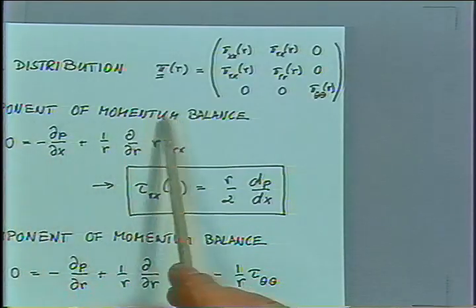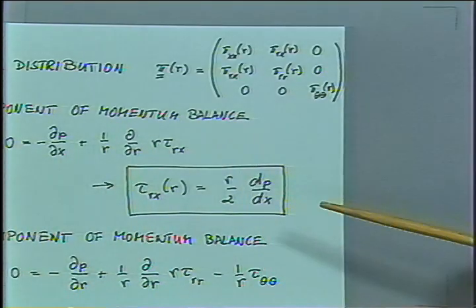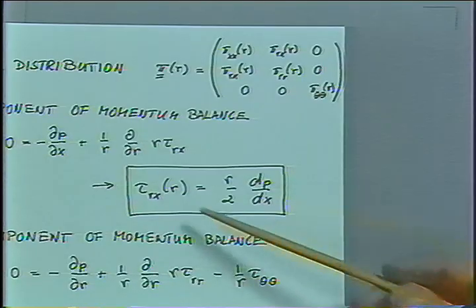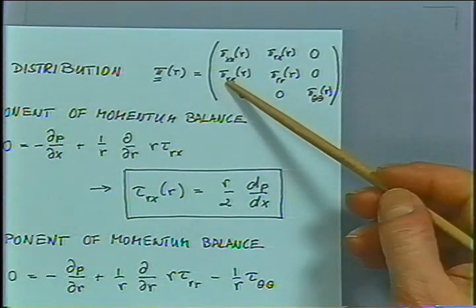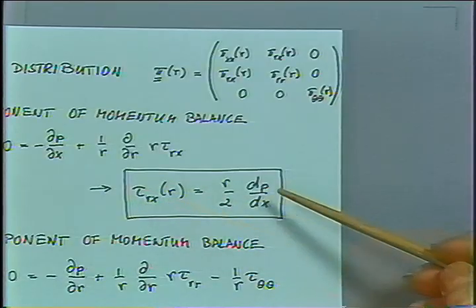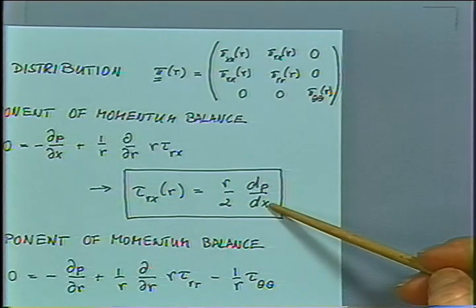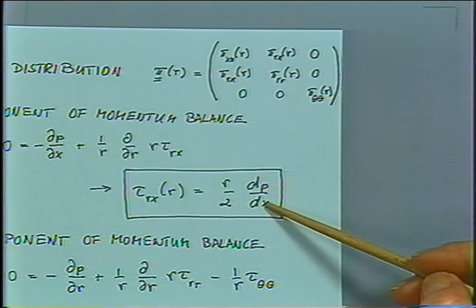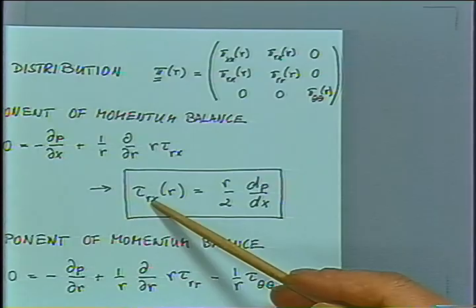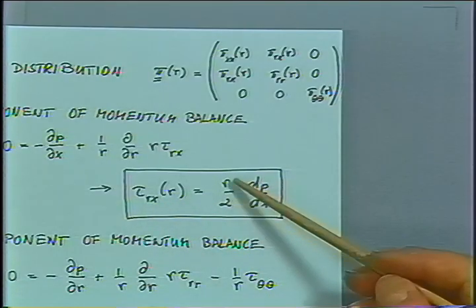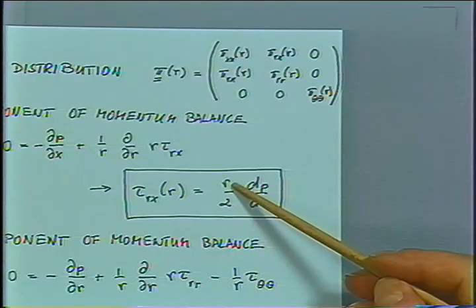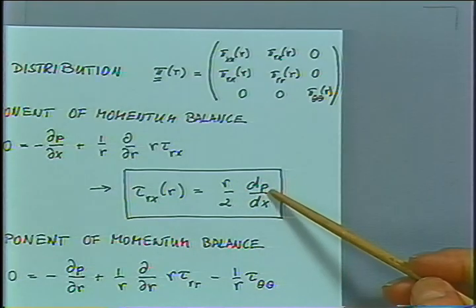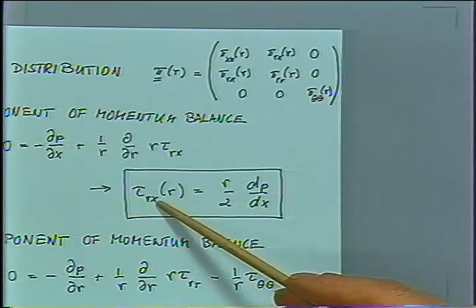The x component of the momentum balance, this is the conservation of linear momentum, gives us already the shear stress. This is the off-diagonal component here. It gives us the shear stress as a function of the pressure gradient. And remember, the pressure gradient was the quantity which we got from the experiment. That can be measured. So if you know the pressure gradient in the capillary, you immediately know the shear stress distribution between 0 and the wall. r is the variable. It really goes from 0 to the wall. And the pressure gradient is negative, so the shear stress is negative.